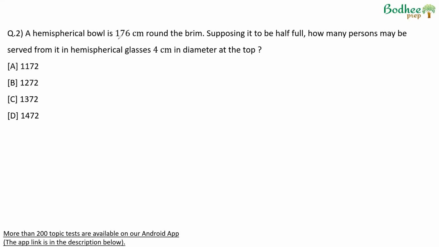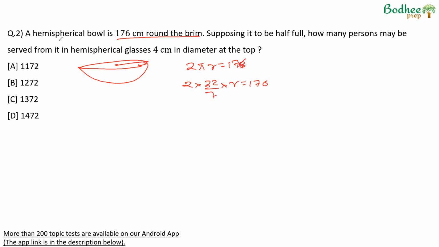A hemispherical bowl is 176 centimeter around the brim. Round the brim is 176, so we can say that the circumference of the top is 176. The top will be a circle with radius r, and therefore we can say 2 pi r is equal to 176, which means 2 into 22 by 7 into r is 176 for the hemispherical bowl. 22 and 176 will be 8. 2 4s are therefore 2 pi r. R will be 28.